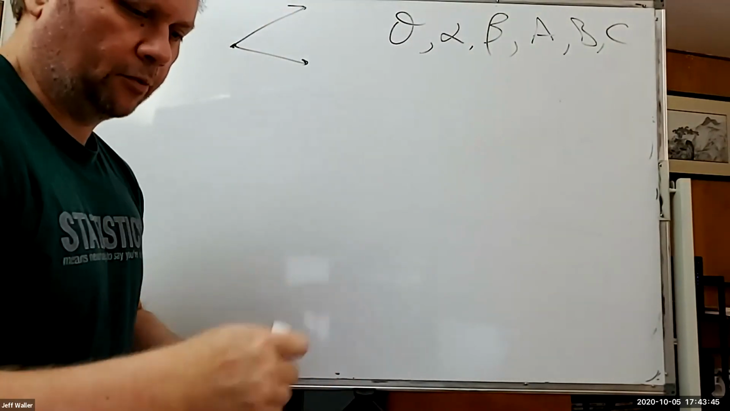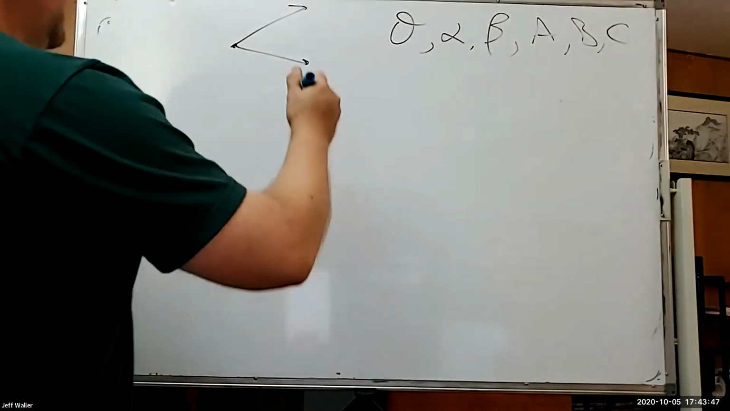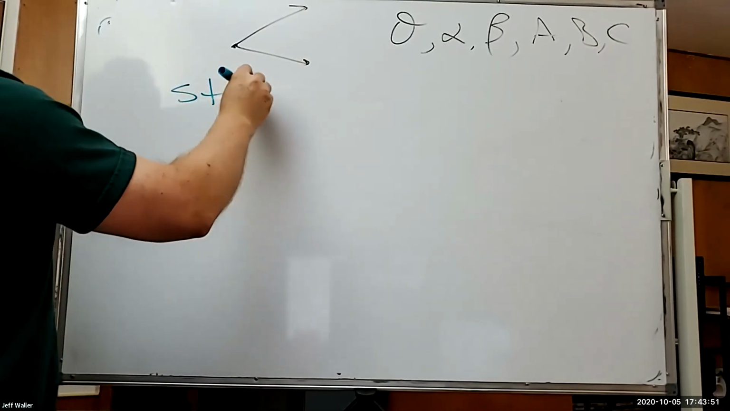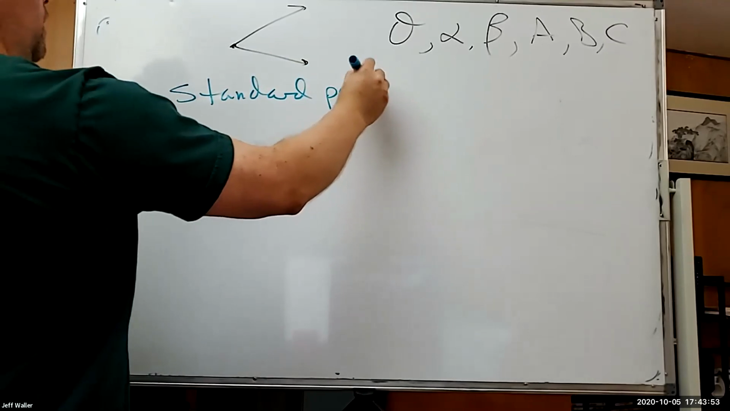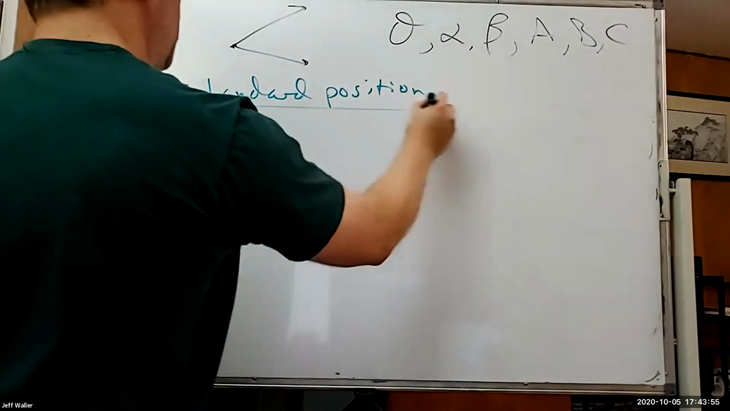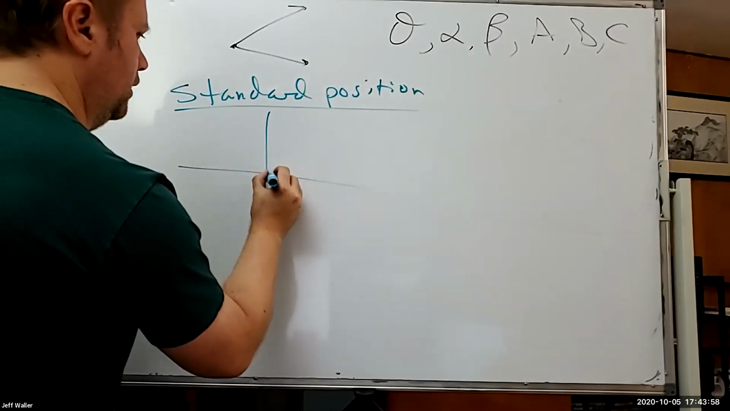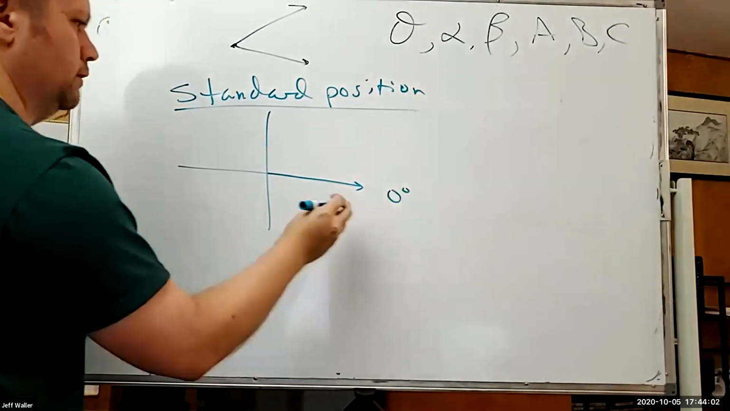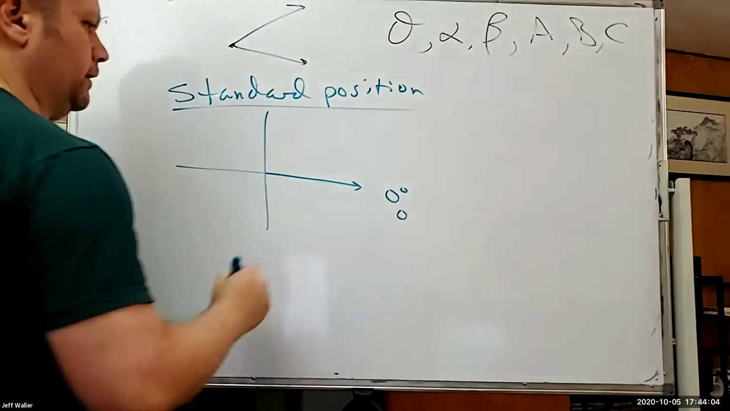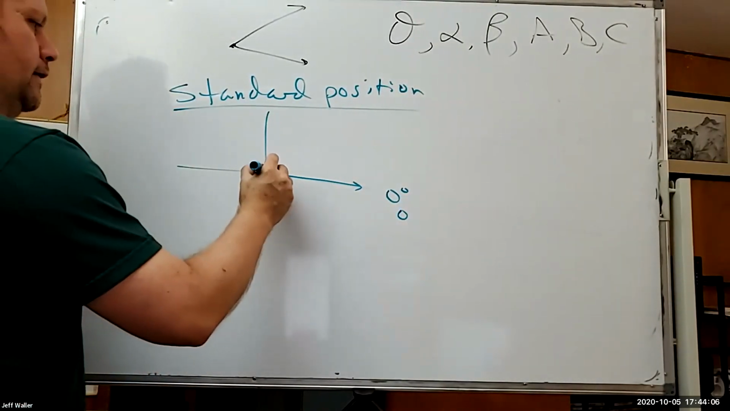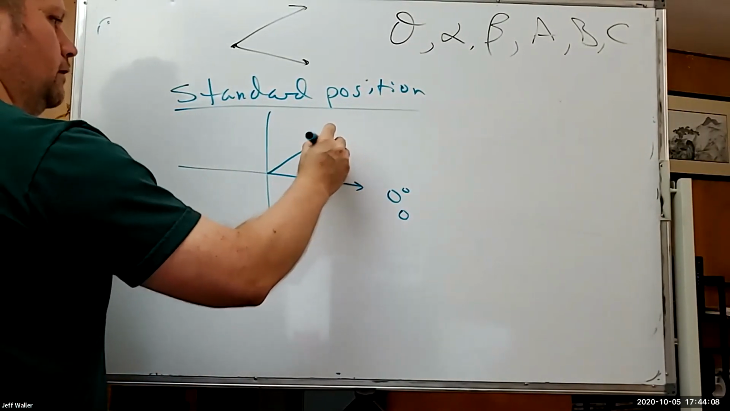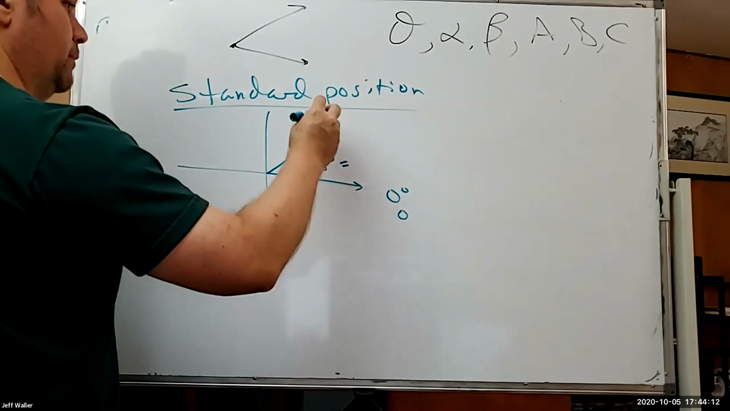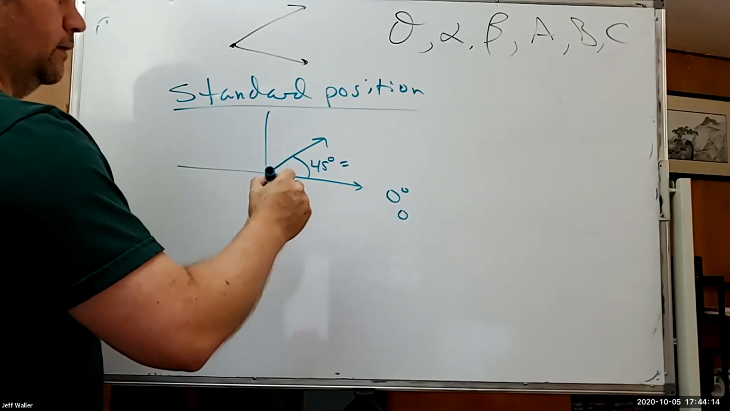Let's see what else was important. We talked about standard position. There we go. Which really just means lining up the initial side of an angle with the x-axis. So this will be 0 degrees or 0 radians. So then if I have 45 degrees, let's see if anybody remembers what radians that is.